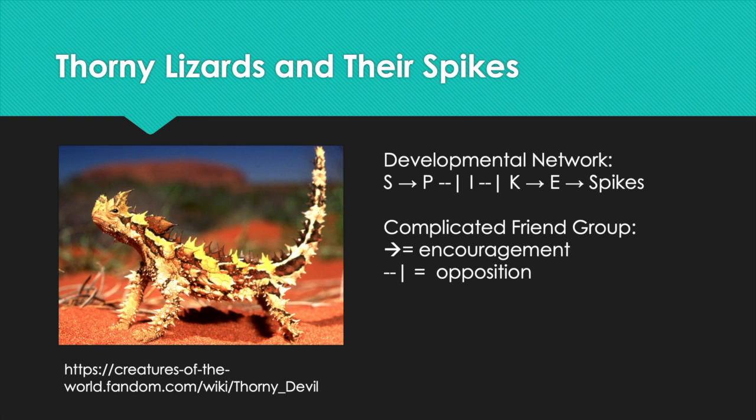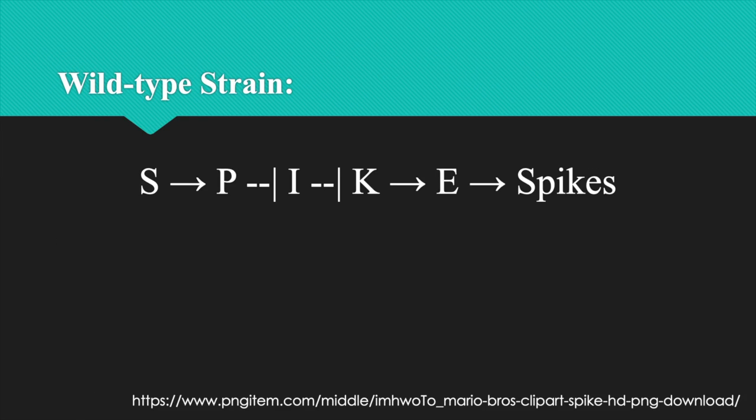I like to think of it as a really complicated friend group where different friends encourage certain behaviors, while others oppose those behaviors. Now, this looks a little complicated, so let's see how this gene sequence and some mutations of this sequence affect the phenotype of our thorny dragon. Let's take a look at our wild-type strain.